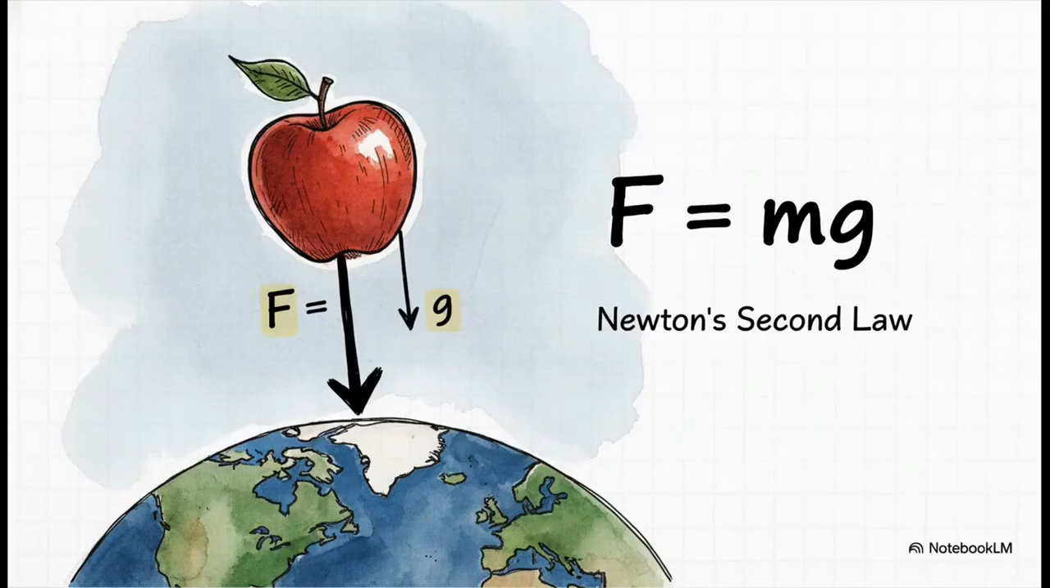And second, we have his famous second law, F equals ma. But we're going to tweak it for our situation. The force F on a falling object is just its mass, m, times its acceleration. And since we're talking about free fall, that acceleration is our special value, little g.